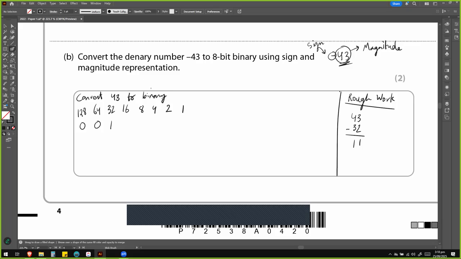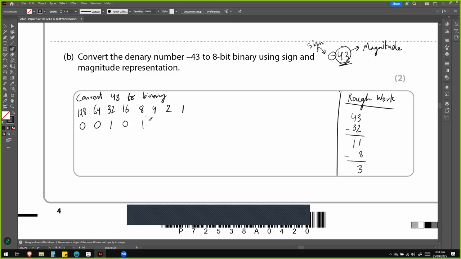Now we have to look for 11. Is 11 greater than or equal to 16? No, it is not. It is not greater, it is not equal, so we will say 0 here. We don't want the 16. Is 11 greater than or equal to 8? Yes, it is. So we will take the 1. We'll take the 8 here. So we will subtract 8 now from this. You subtract 8 out of 11, and you get 3.